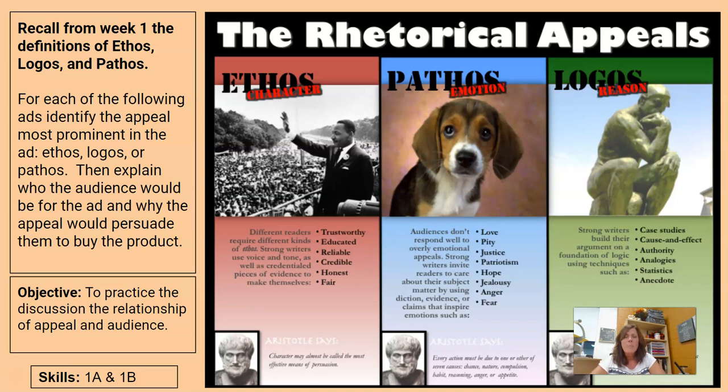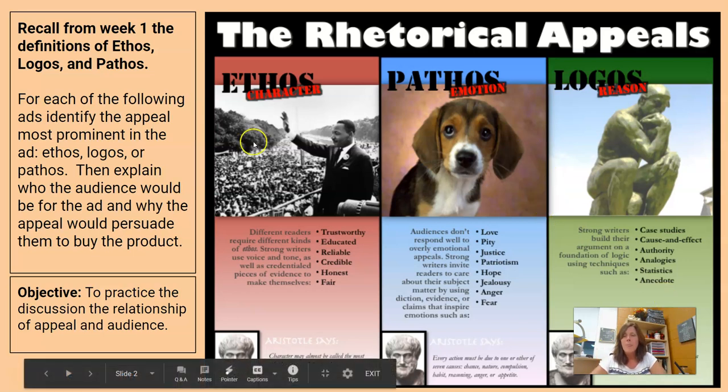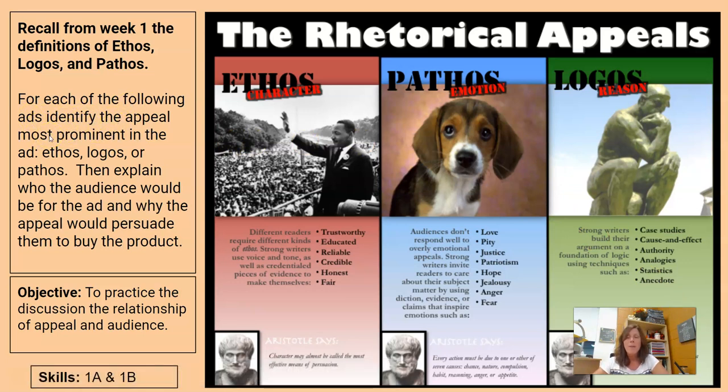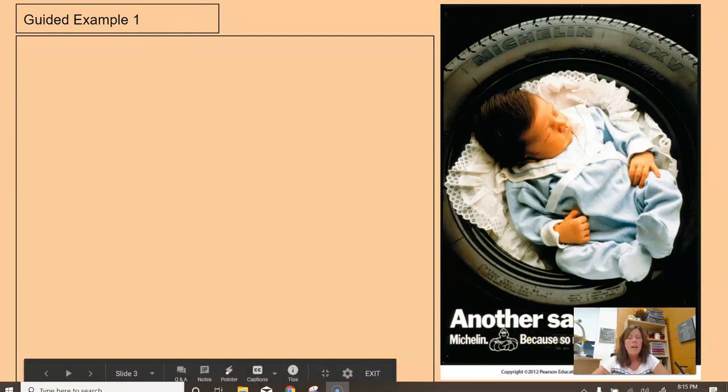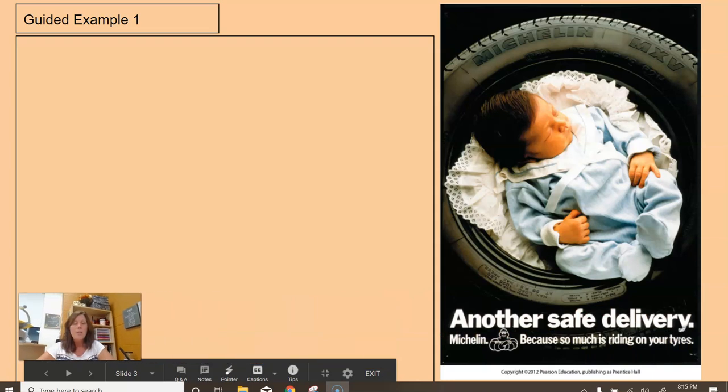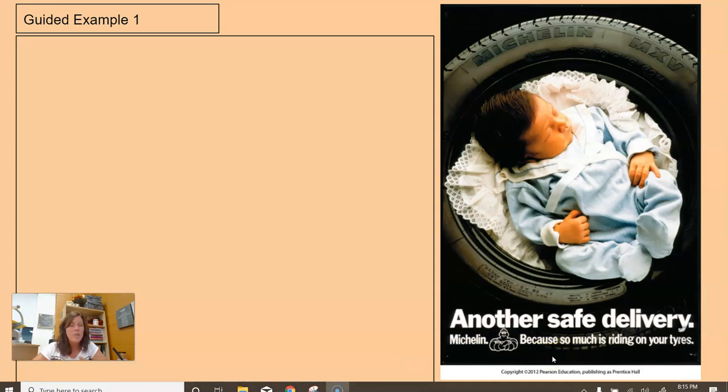So let's go ahead and apply that specifically to this assignment today. For each of the following ads, you're going to identify the appeal most prominent in the ad, whether that's ethos, logos, or pathos. And then you're going to explain who the audience would be for the ad and why the appeal would persuade them to buy the product. So let's take our first example. You'll see here on the screen an advertisement for Michelin tires. Take a minute and look at that advertisement. If you need to pause the video, you can do that. I'm going to go ahead and move on though.